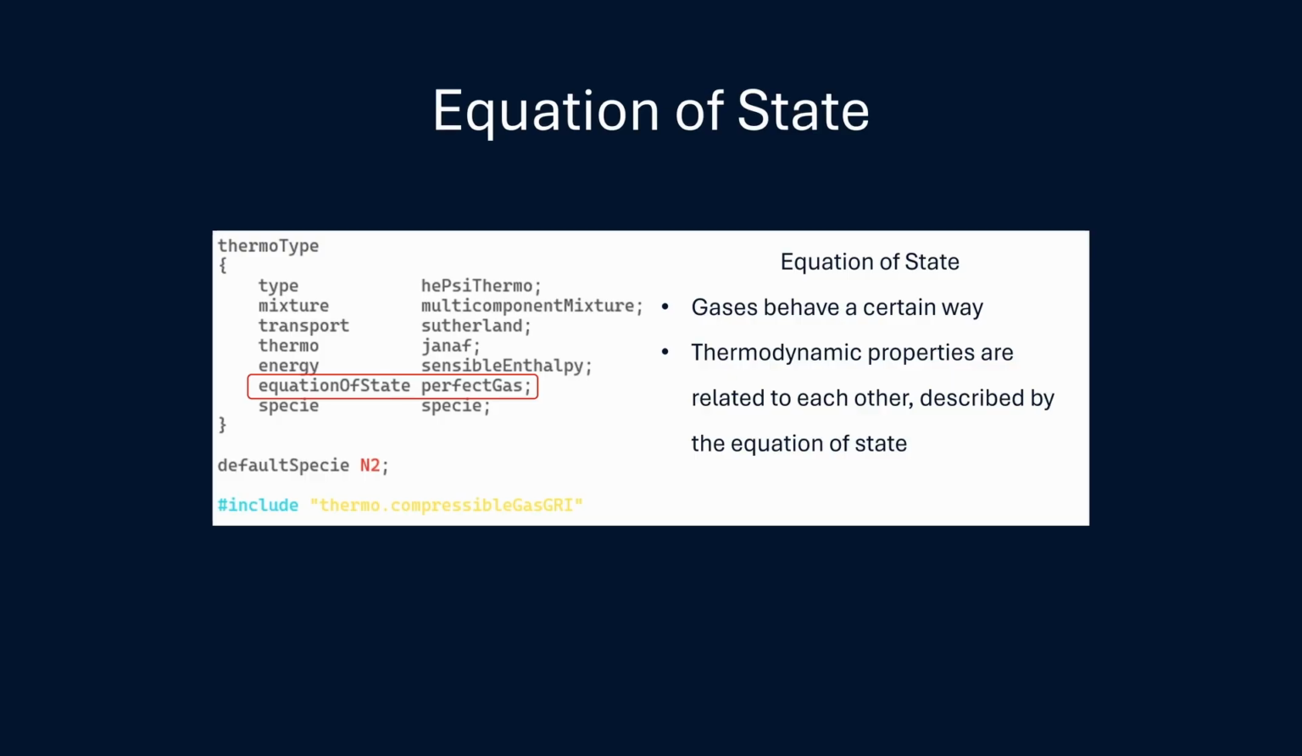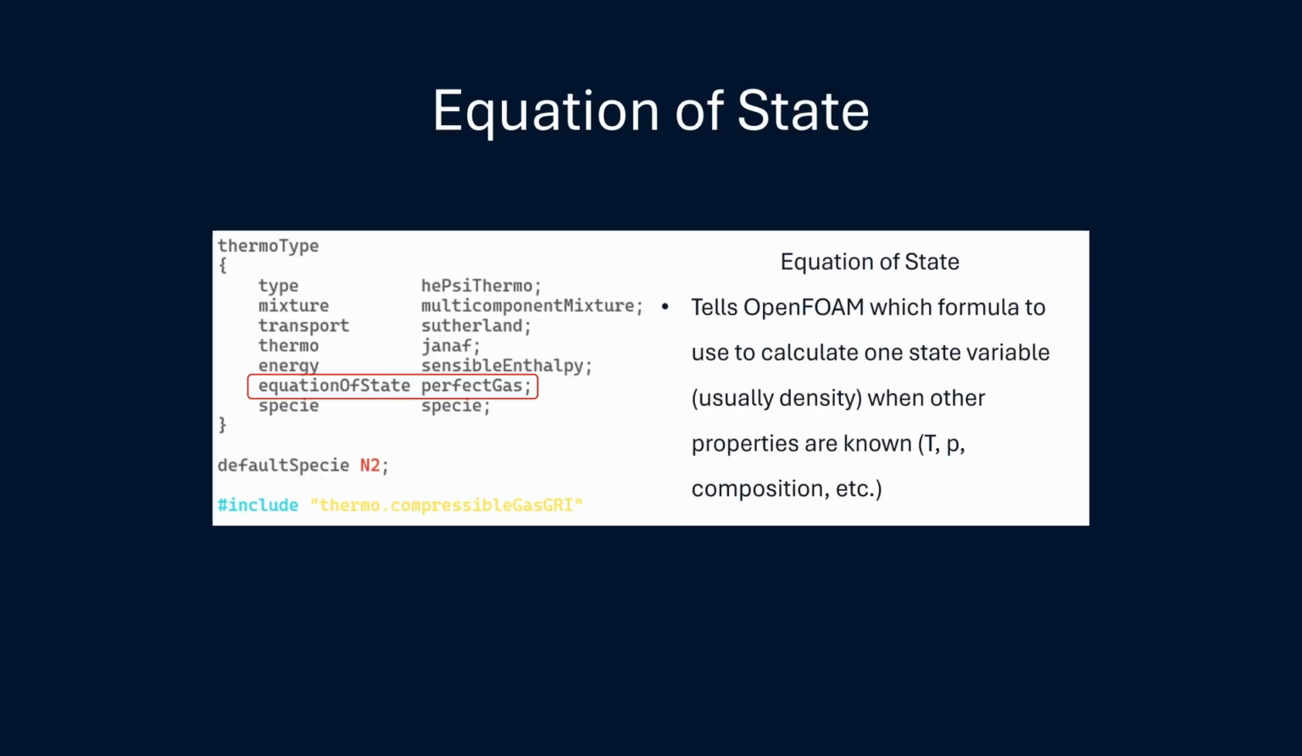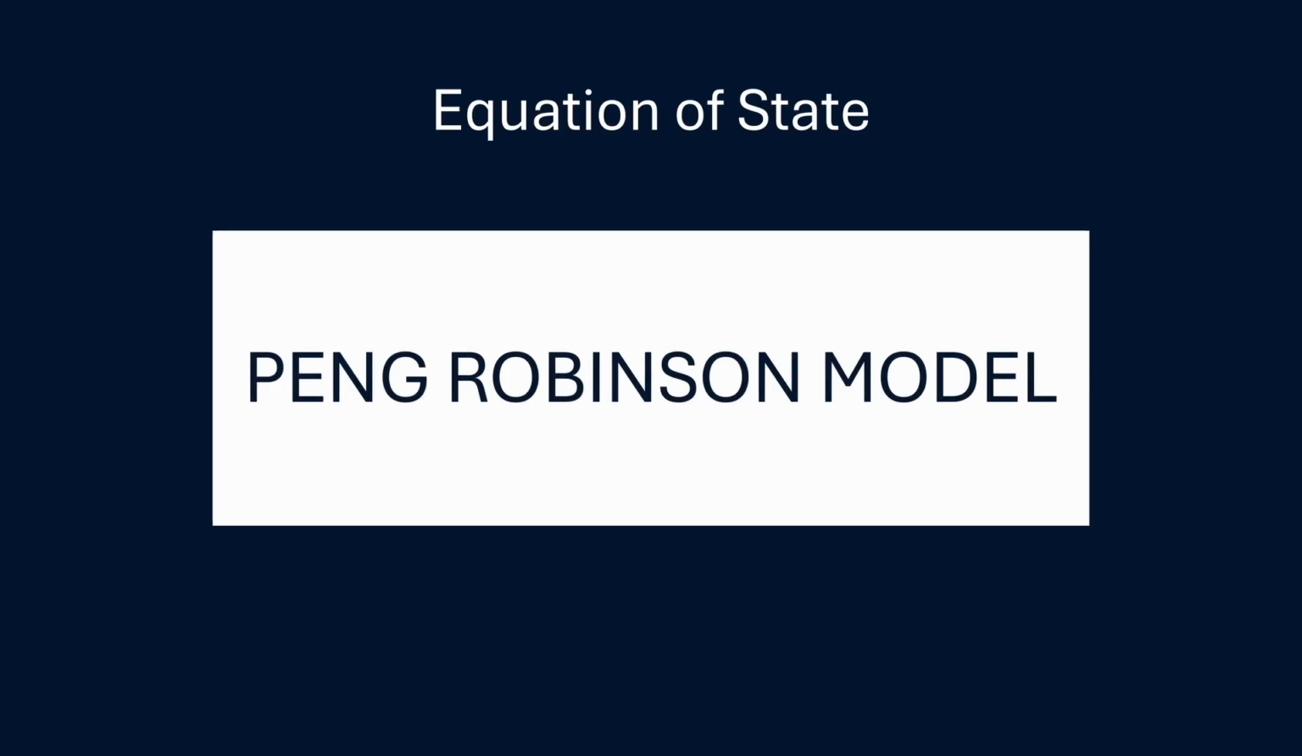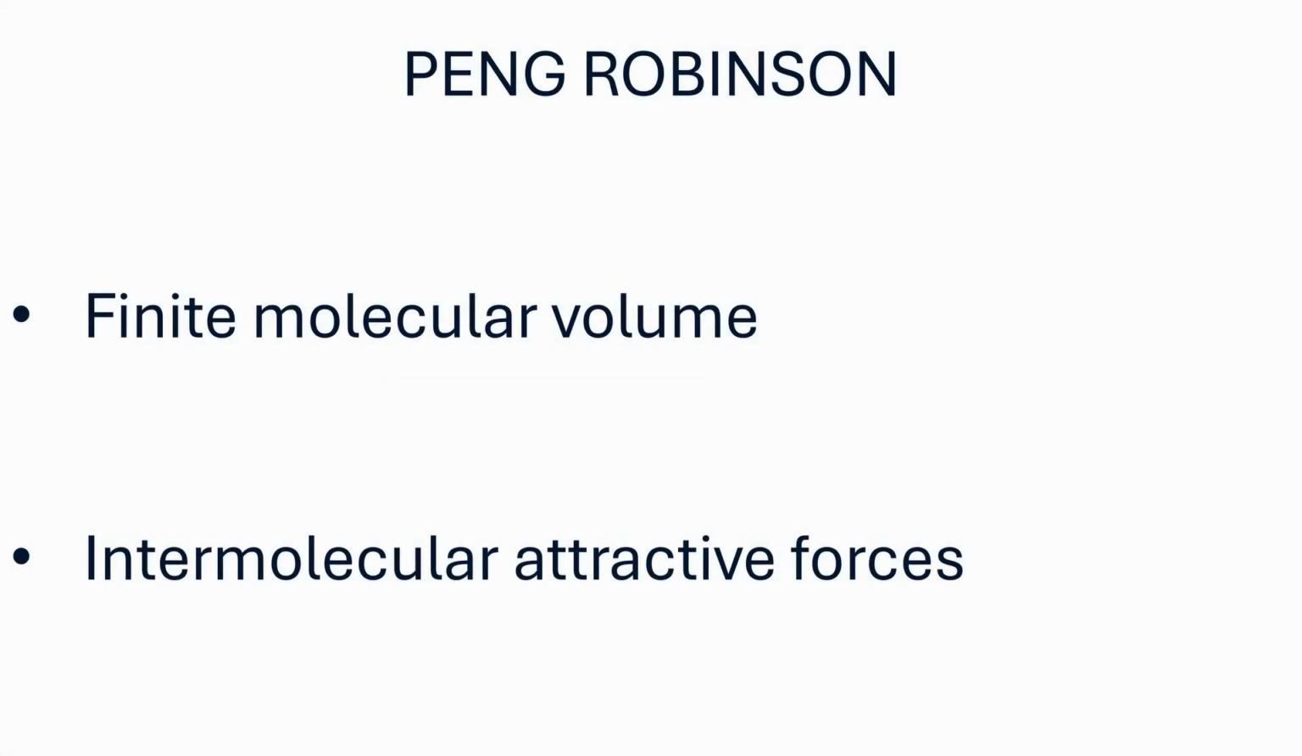So with equation of state, as previously discussed, it's a fundamental mathematical relationship that connects the state variables of a substance. Perfect gas is often used, which is the P equals rho RT model, which essentially assumes no intermolecular forces, and it's a good approximation for low pressures or high temperatures. It is advisable to use the Peng-Robinson model for real gas modeling.